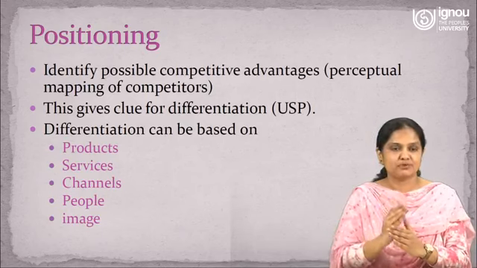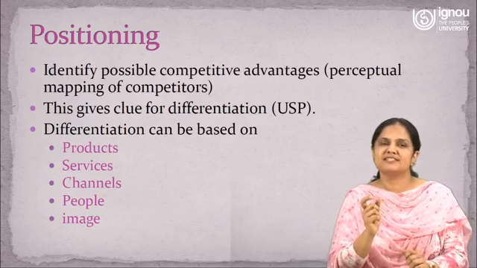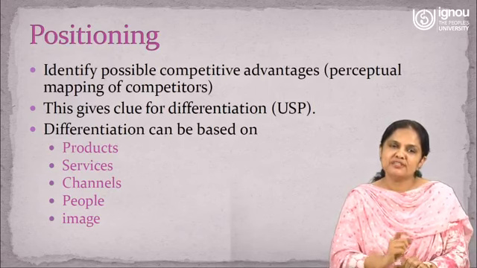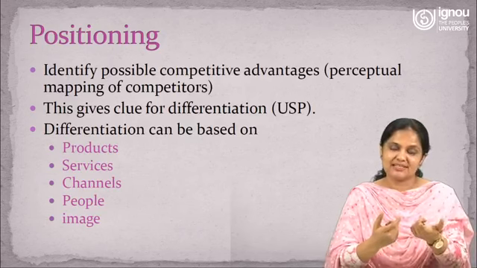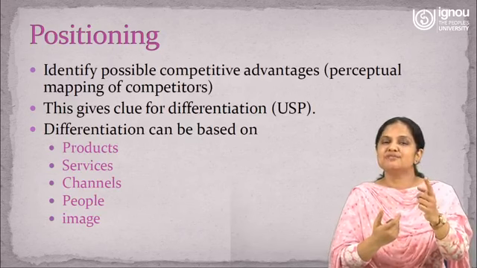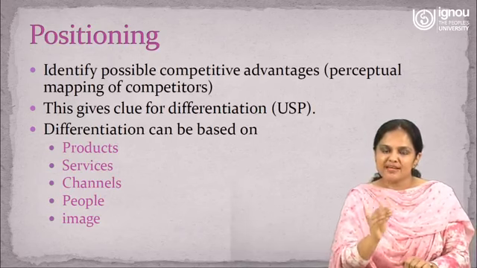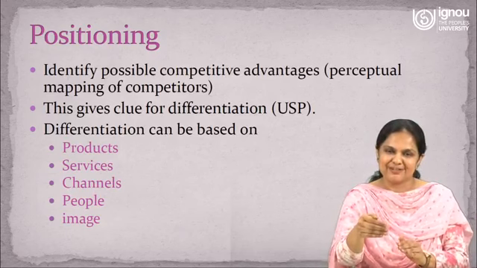Which is called perceptual mapping. And when you do perceptual mapping, it gives a clue for differentiation. If you want to position yourself in the consumer's mind, you have to differentiate your product, right? And differentiate in a better way, so that the consumer thinks of that product when he or she wants to use it. So this perceptual map gives you a clue where the competitors are lacking, what is the gap where you can fit in, right?